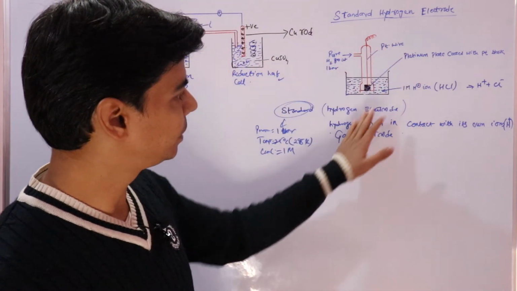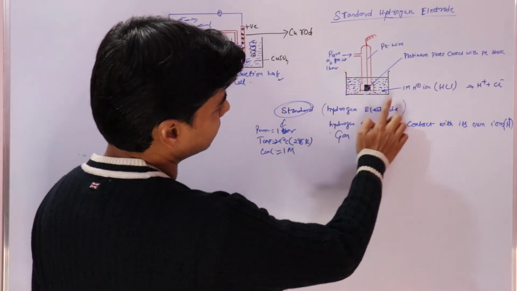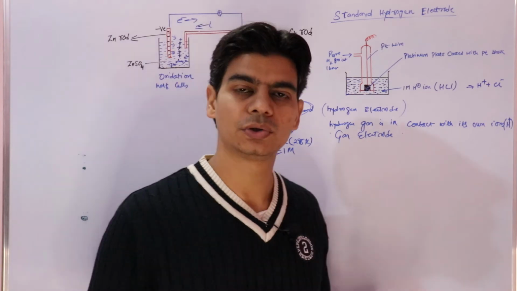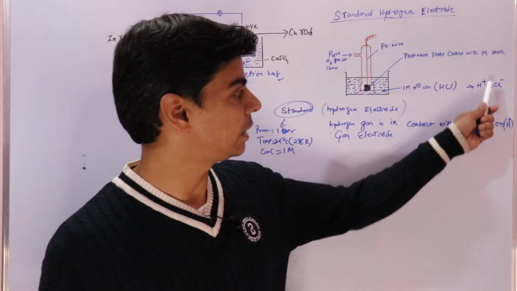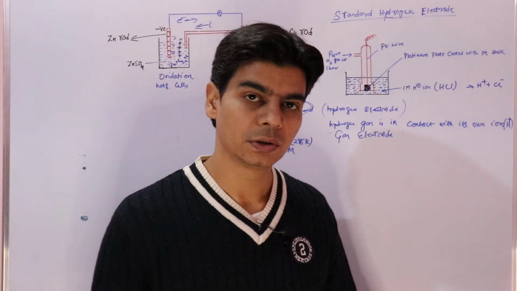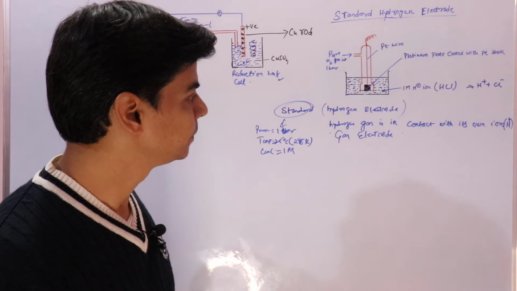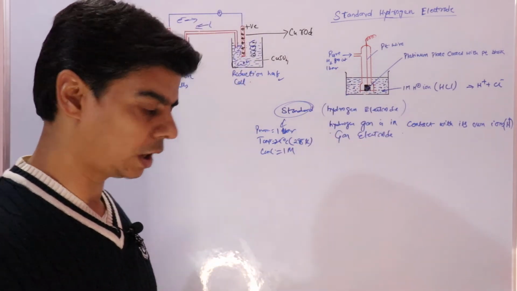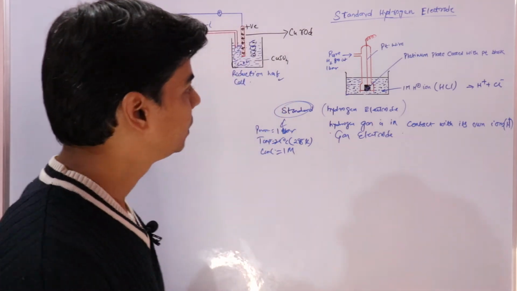It's a very simple diagram. It consists of this vessel that has a solution of HCl in it, and we know HCl will ionize into hydrogen ions and chloride ions. So this solution contains hydrogen ions. Now let's see how we can bring hydrogen gas in contact with these ions.